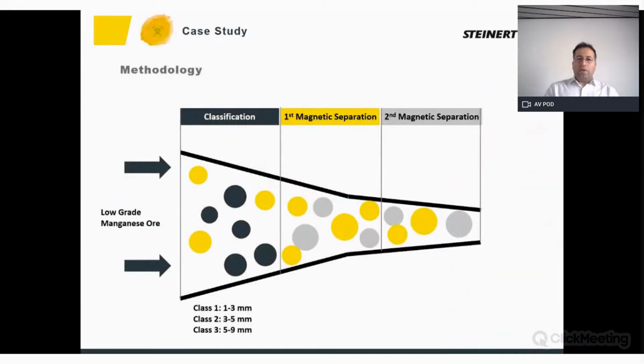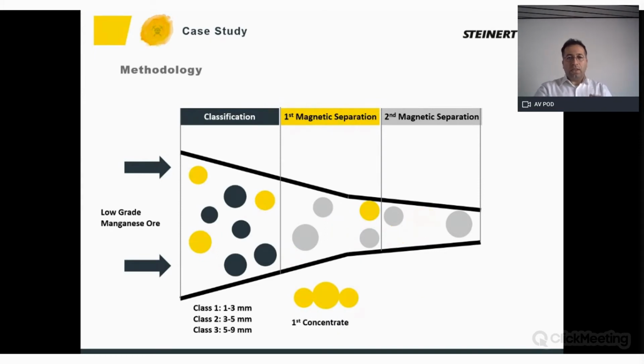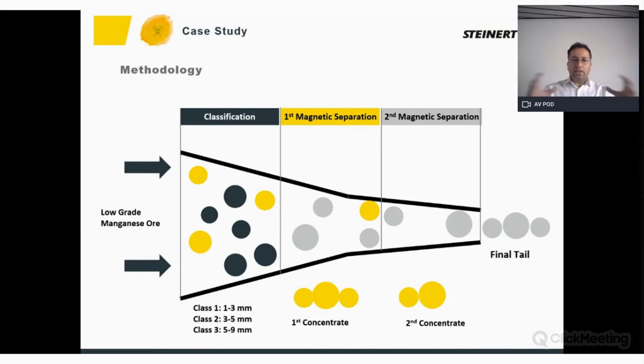Okay, we are beginning with the case study. What we did is we took a low-grade manganese ore. We classified it with screens into 3 grain sizes: 1 to 3 millimeter, 3 to 5 millimeter, and 5 to 9 millimeter. And after that, we used a high-intensity magnetic separator. In the first magnetic separation stage, we produce the first concentrate of the manganese. In the second magnetic separation step, we produce the second concentrate. And at the end, we have the tail material. That is our methodology.